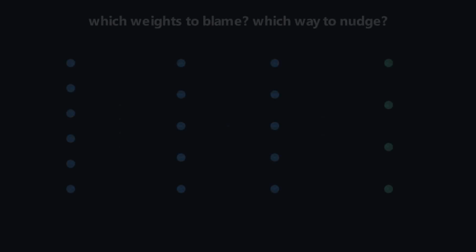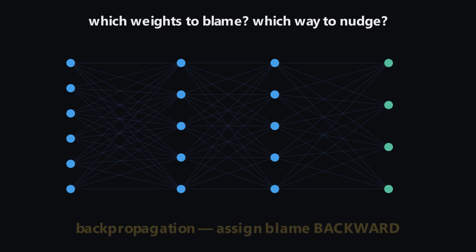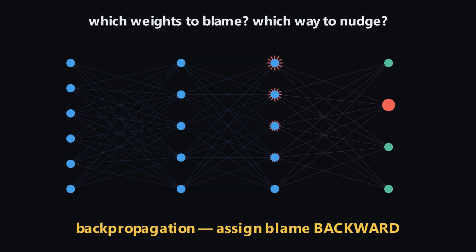But one step changes thousands of weights at once. How does the network know which weights to blame for the error and which way to nudge each one? That's the job of backpropagation. The idea is to assign blame backwards. Start at the output. The 3 neuron should have been brighter, so we want the weights feeding it to push it up next time. But those weights depend on the neurons before them. So the signal, "you should have been brighter," flows backward, one layer at a time.